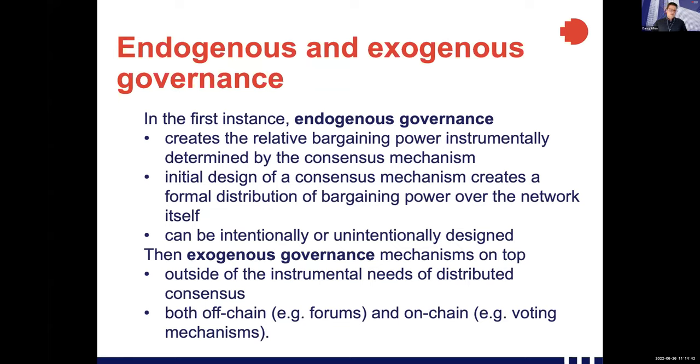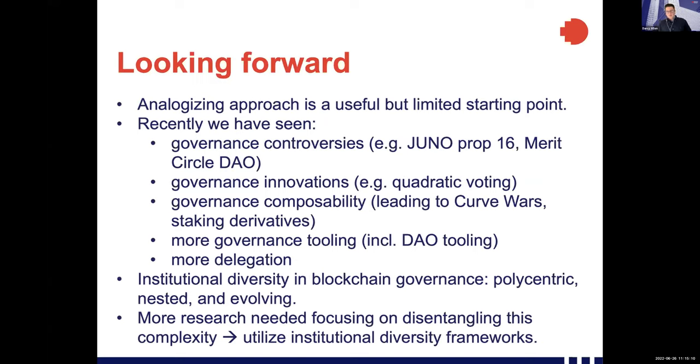The second form of governance is exogenous governance, and those are all the mechanisms built on top of that. These are the governance mechanisms that sit outside that core instrumental consensus process, and it includes all the things around off-chain governance, such as forums and committees and opinion polls, as well as on-chain governance and voting mechanisms. So this is just the way that we split it up in this paper as one way to think about blockchain governance. But we've got a few minutes left.